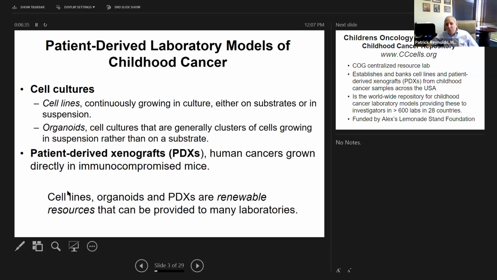So an important part of these relative to other types of tissue that you might get, i.e. patient tissue itself, is that all of these are renewable resources. So they can be provided to many laboratories.